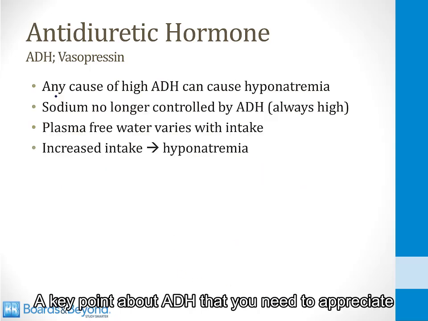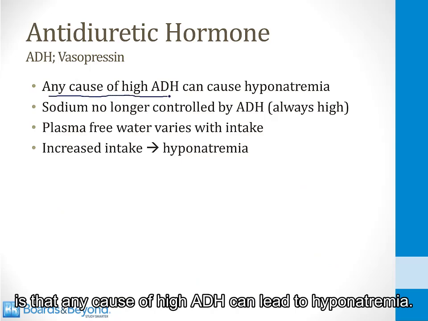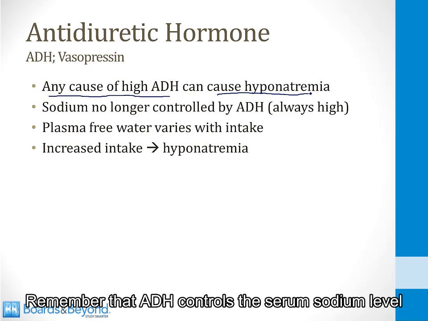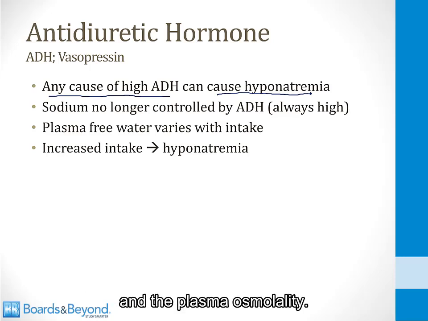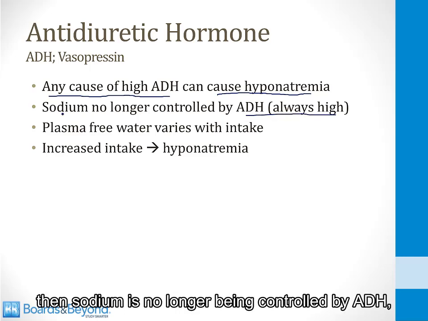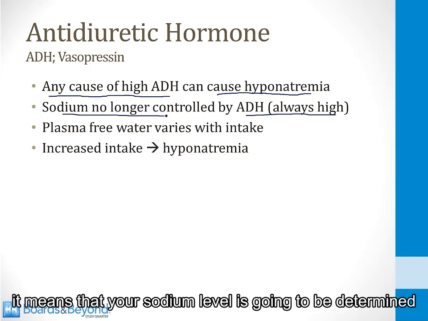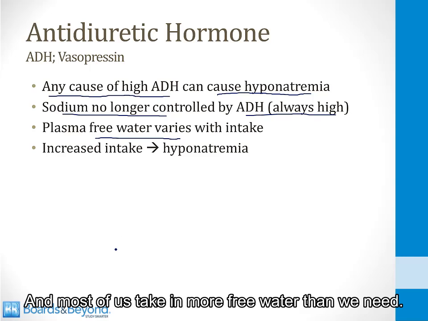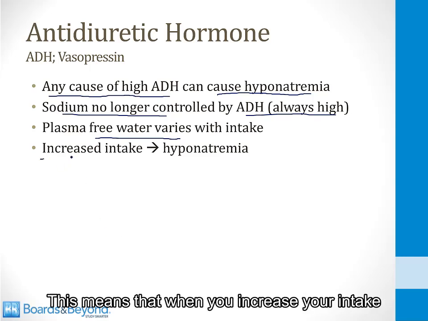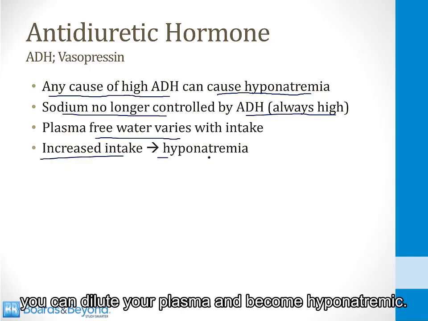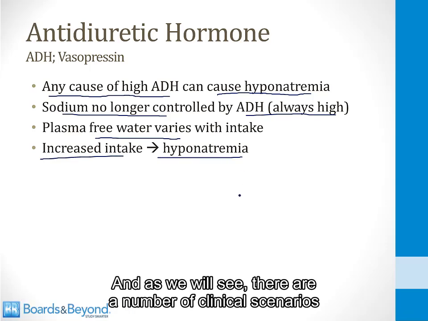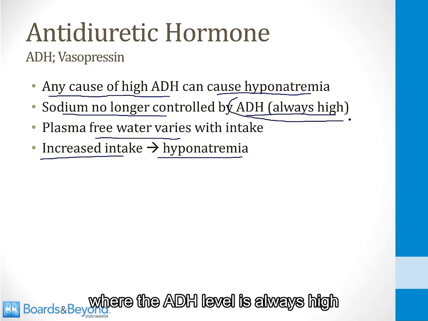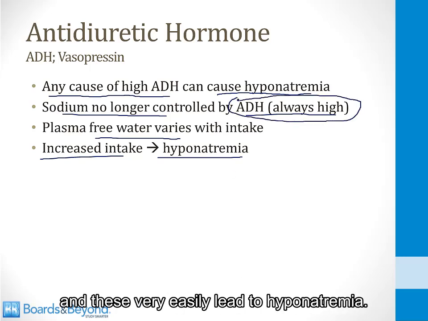A key point about ADH that you need to appreciate is that any cause of high ADH can lead to hyponatremia. Remember that ADH controls the serum sodium level and the plasma osmolality. So if ADH is always high, then sodium is no longer being controlled by ADH. When your ADH level is always high, it means that your sodium level is going to be determined by the amount of free water you take in, and most of us take in more free water than we need. This means that when you increase your intake, you can dilute your plasma and become hyponatremic. And as we will see, there are a number of clinical scenarios where the ADH level is always high, and these very easily lead to hyponatremia.